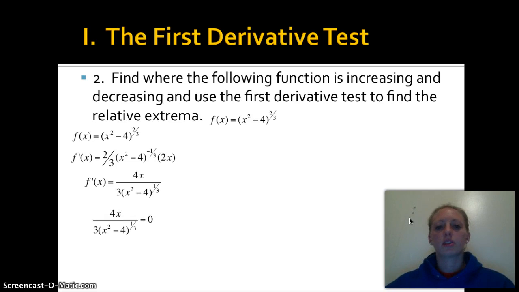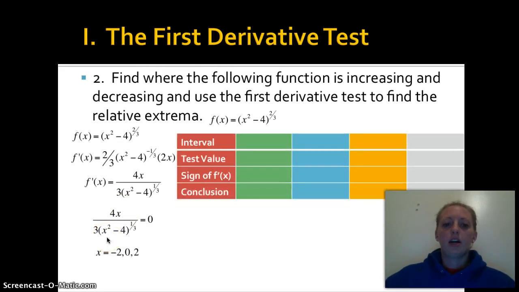When this is 0, that's when your function is 0, or undefined as well. So in this case, we get 0, -2, or 2. 0 in the top, and then -2 and 2, plugging in the bottom. Because they didn't give us any overlying intervals, we're using -infinity, infinity.